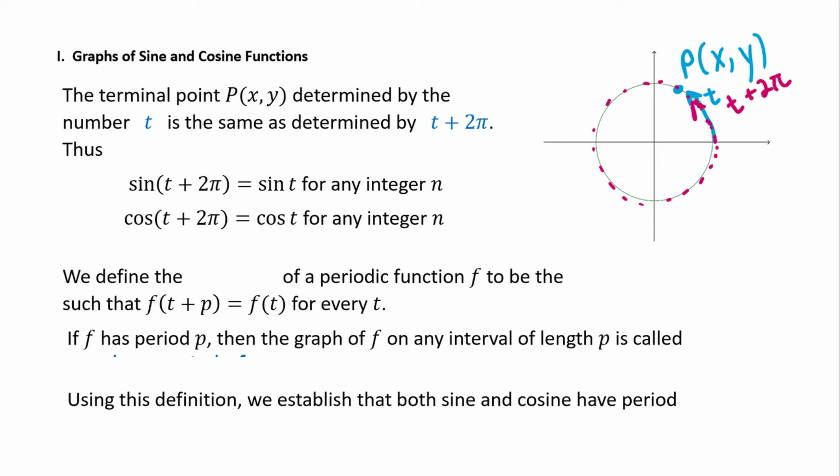We define the period of a periodic function f to be the least number p such that f of t plus p equals f of t for every t. If f has a period p, then the graph of f on any interval of length p is called one complete period of f. Using this definition, we establish that both sine and cosine have period 2 pi.